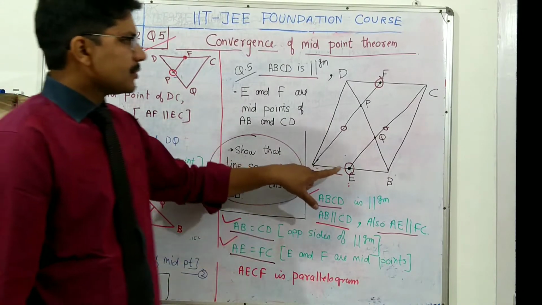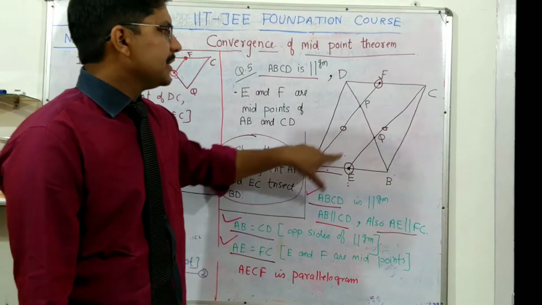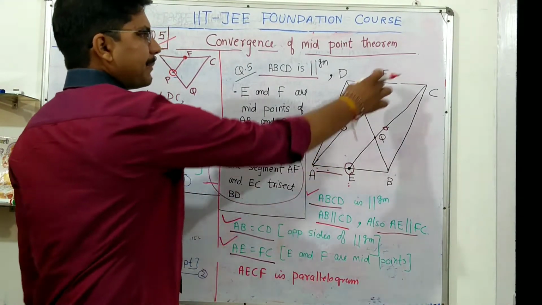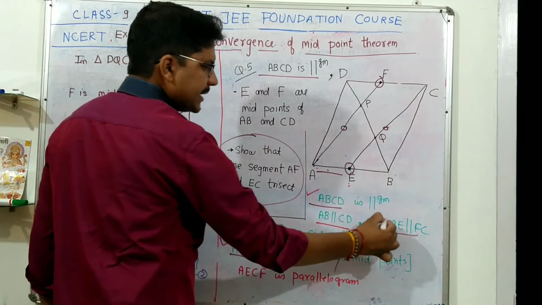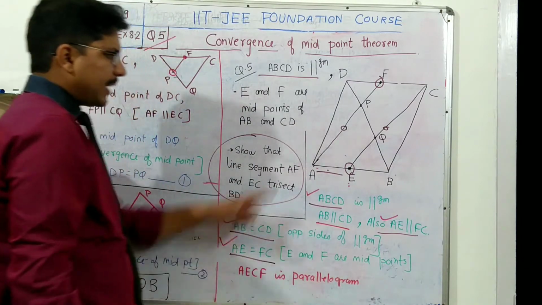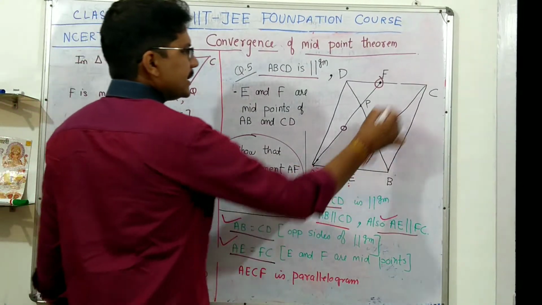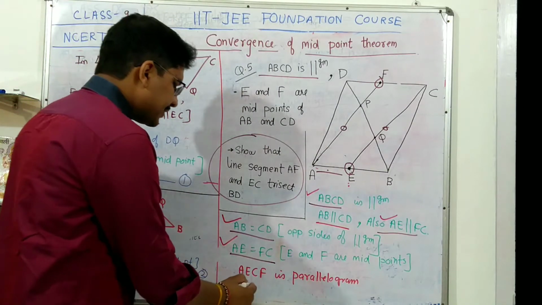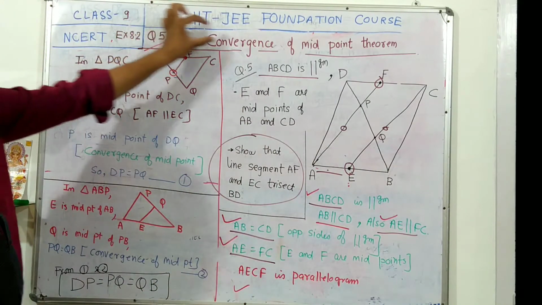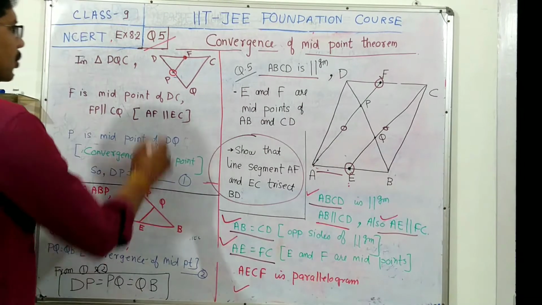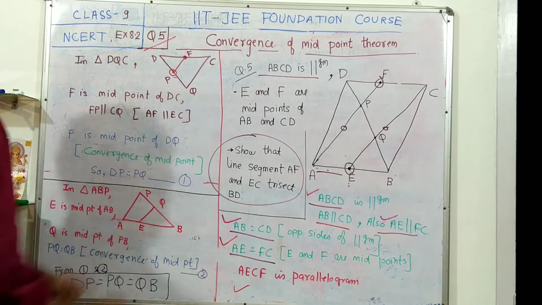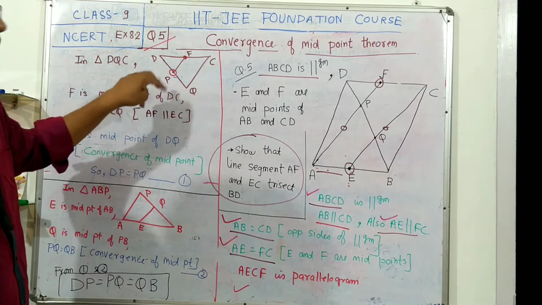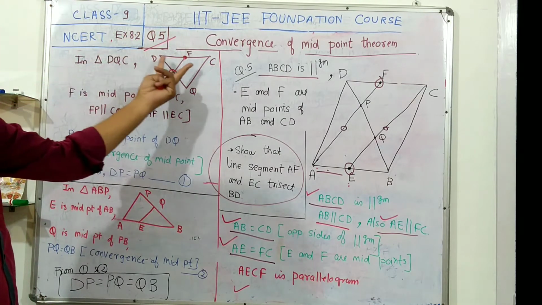Now as you can see, these opposite sides are equal, and also they are parallel, as we have proved here: AE is parallel to FC. So by this we can prove that AECF is a parallelogram. Now after proving this, we have to apply the converse of the midpoint theorem. As I have told you, if a line through the midpoint of one side is parallel to the third side, then it will bisect the second side into two parts.